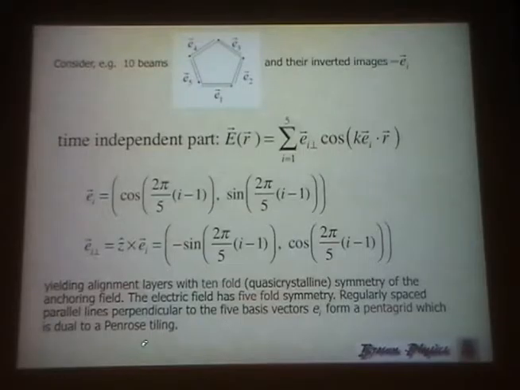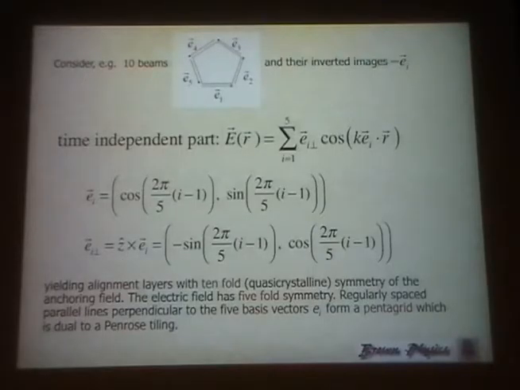And what this is going to do is give me, as I'll show you some pictures shortly, an alignment layer with tenfold quasicrystalline symmetry. And the electric field actually has 5-fold because it has a direction. But remember, in the anchoring field, we're talking about anchoring to a liquid crystal. There is no direction. It's an axis, so it's actually tenfold symmetry. And whether it's 5-fold or tenfold, the point is there's a theorem from solid-state physics. If you have 5-fold or tenfold symmetry, you can't have ordinary crystalline order. It's just impossible.